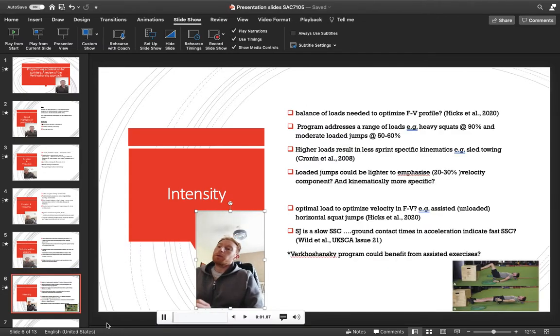Looking at intensity now, we know that we want to optimize the force velocity profile of the athlete. This is particularly relevant for sprinters, who need to adopt a range of different loads to tackle both force and velocity. If we look at Verkhoshansky's program, it emphasizes heavy load with heavy squats at 90%, and we have moderately loaded jumps at 50 to 60%. That's going to tackle both the force and the velocity. But there are obviously recommendations to really optimize the load so that it doesn't affect the exercise kinematically. So we know if we're sled towing with very high loads, it's going to impact the kinematic similarity with the acceleration pattern.